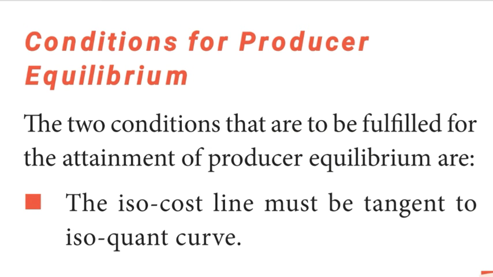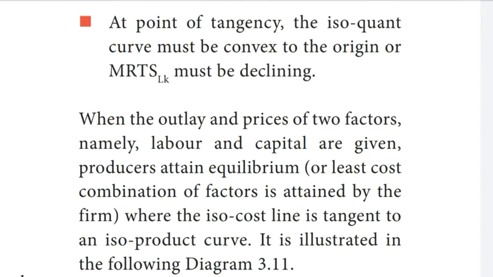Conditions for producer equilibrium. First, the iso-cost line must be tangent to the isoquant curve. Second, at the point of tangency, the isoquant curve must be convex to the origin, or MRTS LK must be declining. When the outlay and the prices of the two factors, namely labor and capital, are given, the producer attains equilibrium where the iso-cost line is tangent to an iso-product curve.